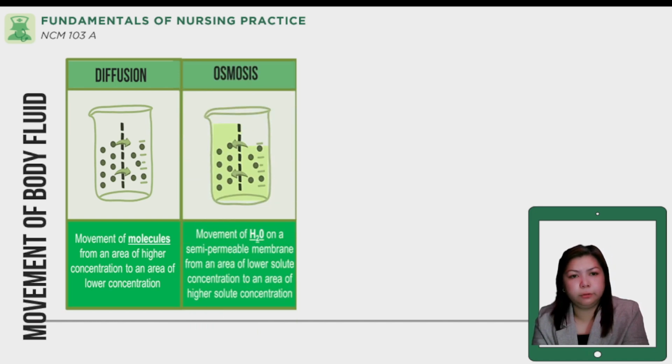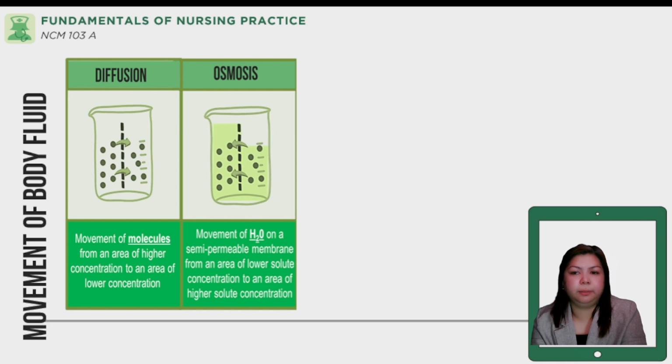Next, we have osmosis. Osmosis, as compared to diffusion, is the movement of water across a semi-permeable membrane from an area of lower solute concentration to an area of higher solute concentration. Unlike diffusion, which involves the movement of molecules in general, osmosis specifically refers to water molecules. This movement occurs to equalize the concentration of solutes on both sides of the membrane. For example, if you have a cell with a higher concentration of solutes than its surrounding environment, water will move into the cell through osmosis to balance the concentration levels.